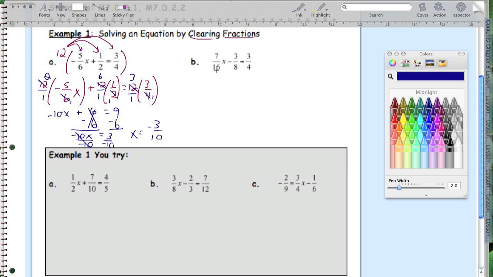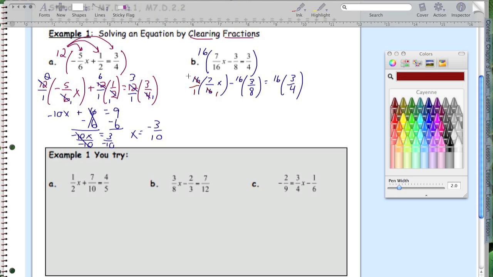I need the LCD of 16, 8, and 4, which would be 16. Now again, maybe you didn't realize 16 is the right answer, maybe you said 32, that's fine too, that would work. You just have higher values when you get to this step where you have your equations. So we're going to multiply everything by 16. So that's really 16 times 7 over 16x minus 16 times 3 over 8 equal to 16 times 3 over 4. I go through and have my miniature little multiplication fraction problems.